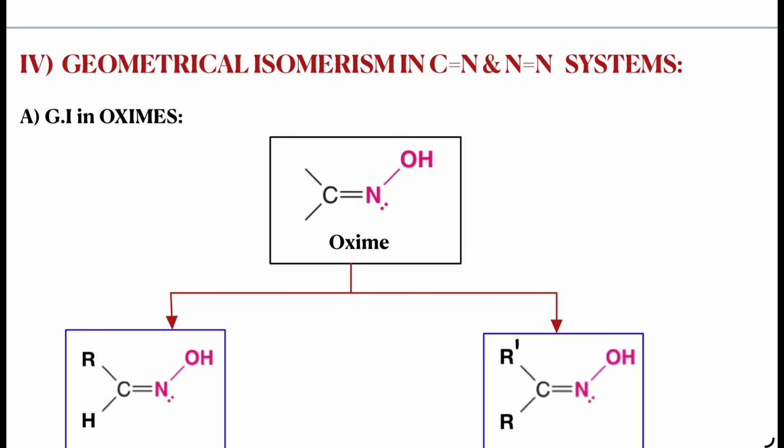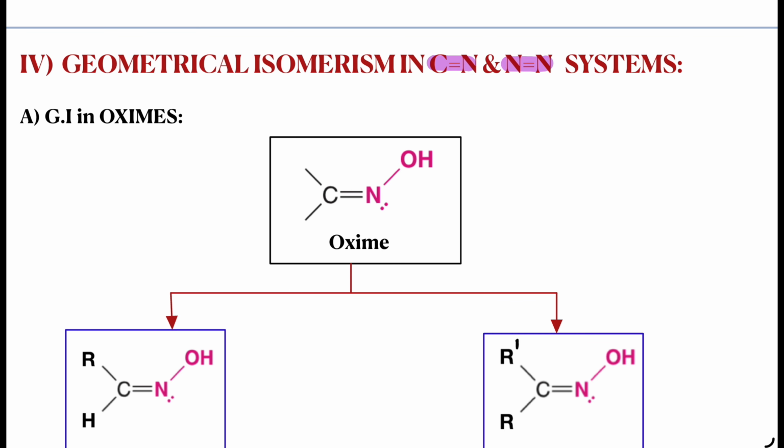This is the continuation video in the playlist of geometrical isomerism. In this video, I'm going to discuss geometrical isomerism in C=N double bond and N=N double bond systems. It is very clear all the compounds related to C=N double bond and N=N double bond we are going to discuss, and very clear here C=N double bond and N=N double bond, these are the geometrical centers. The rigidity of the molecule is again due to the presence of a double bond.